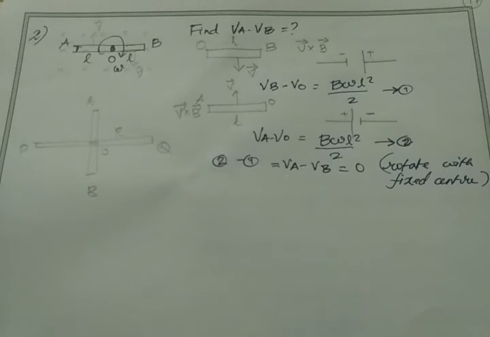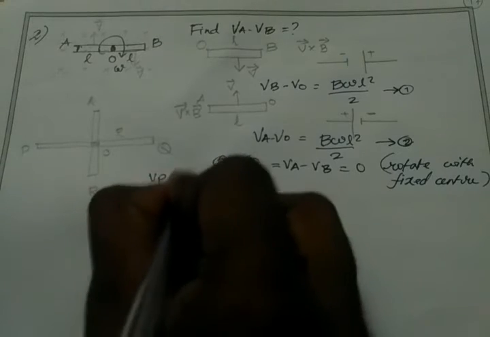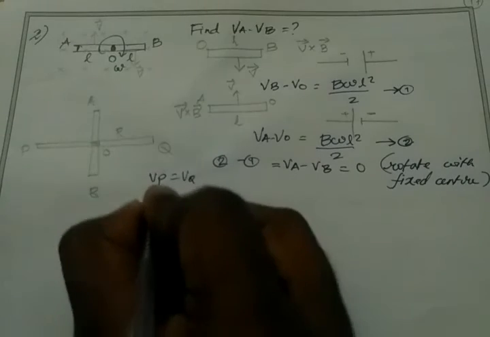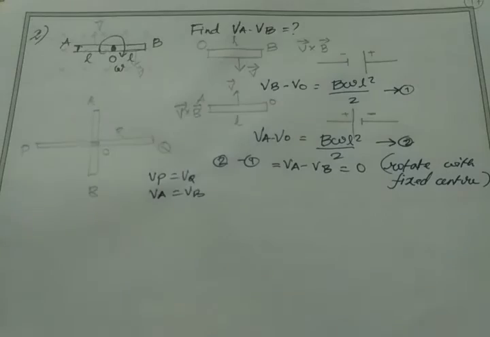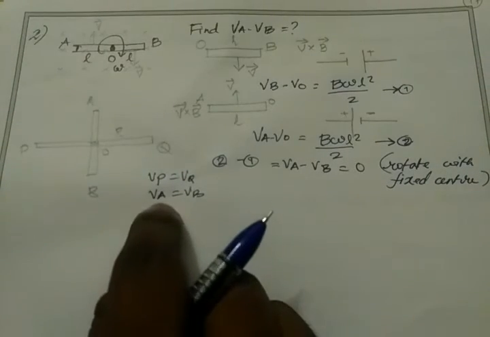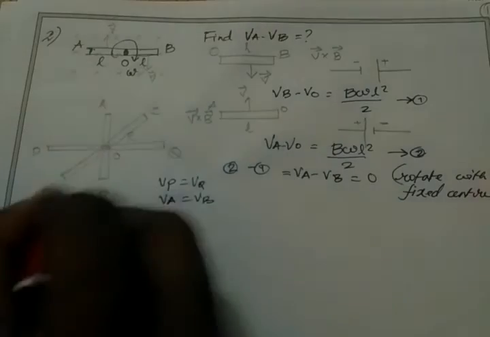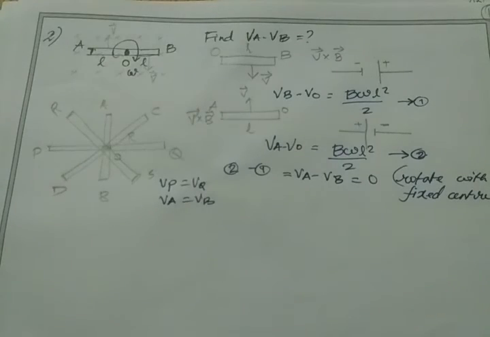So I can write this as all the potential difference, which means VP will be equal to VQ, right? Then VA equal to VB. So VP minus VQ will be 0, VA minus VB will be equal to 0, and also VP equal to VA, correct? And VQ equal to VB. So if I add another rod, I take this as C, D, R, S. So all the values will be equal to 0.